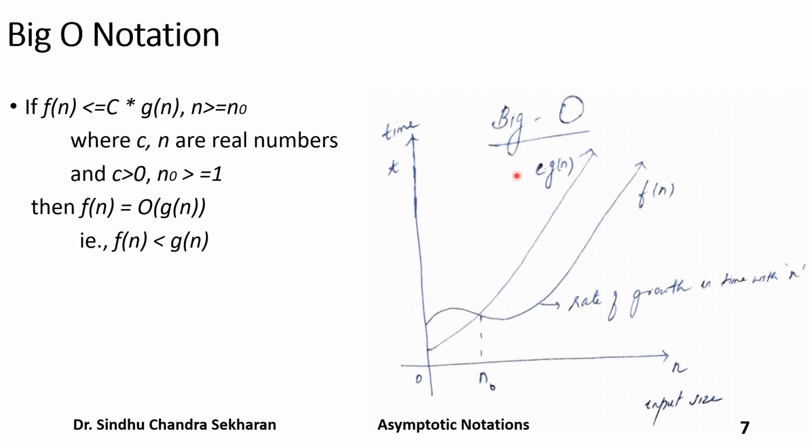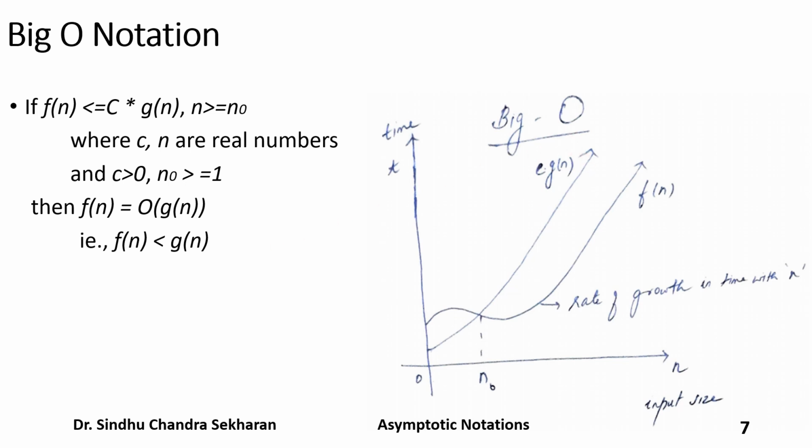Here c and n naught are real numbers, c is always greater than 0, and n naught is greater than or equal to 1, because there should be at least one input. Then you say that f of n is big O of g of n. That is, f of n is less than or equal to g of n.